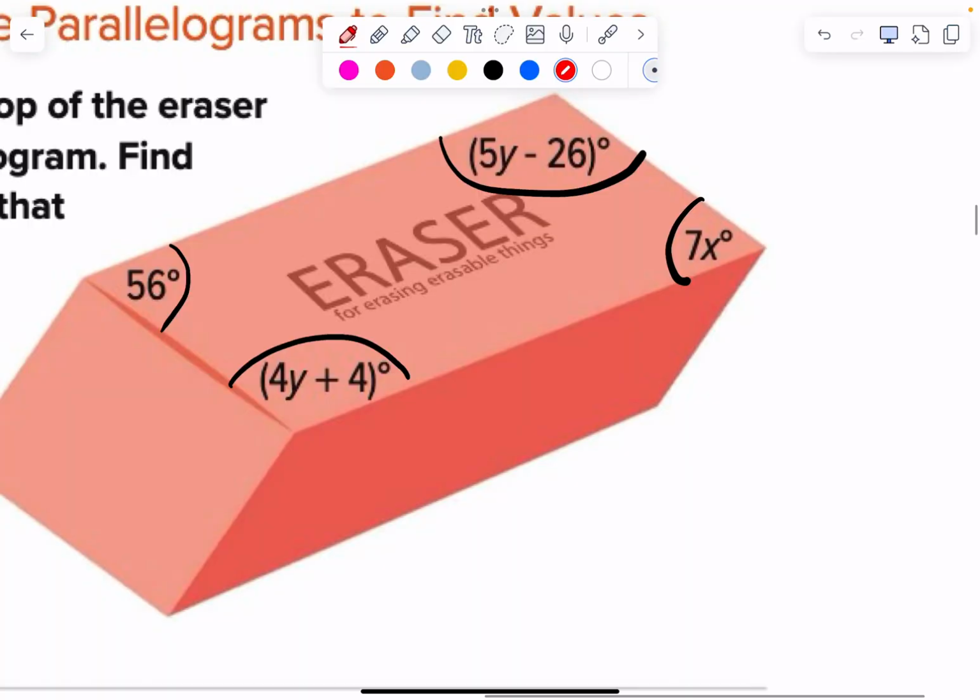The opposite ones are equal, so I can say 56 equals 7x. These two things are the same. X equals 8.